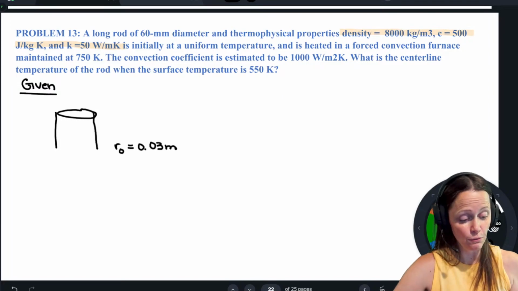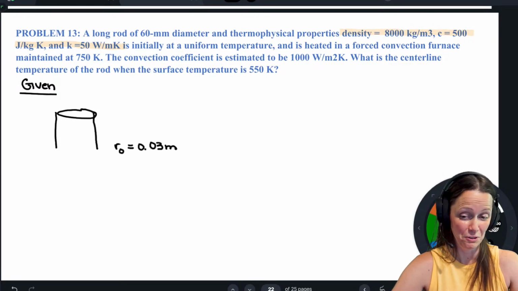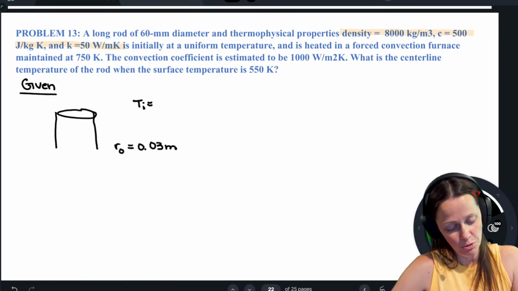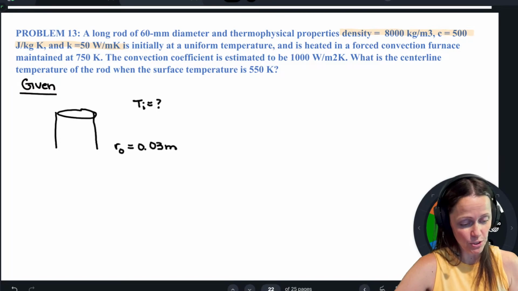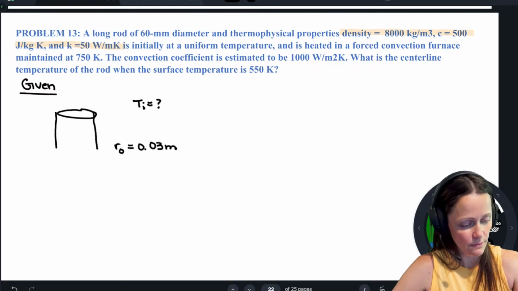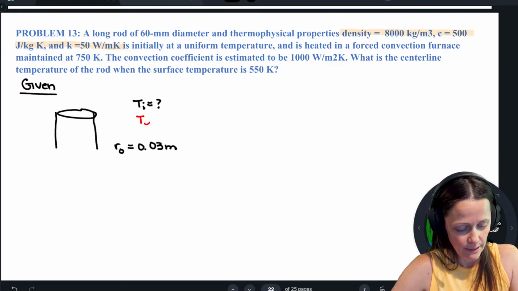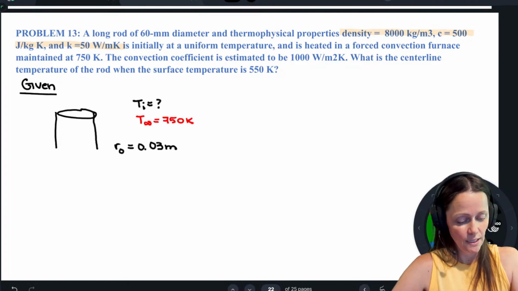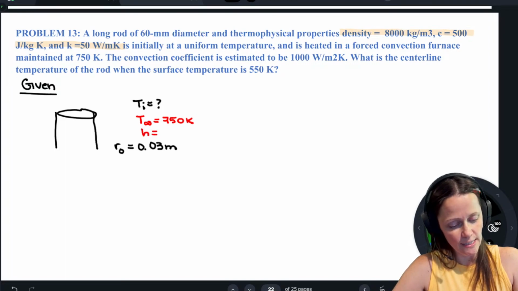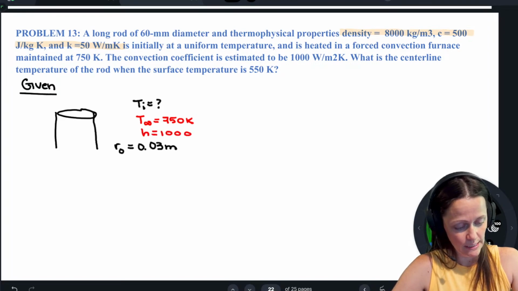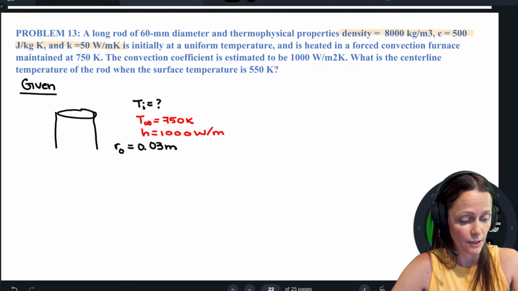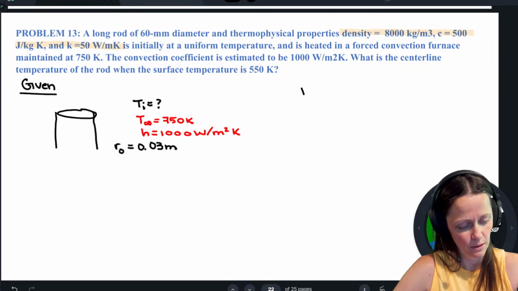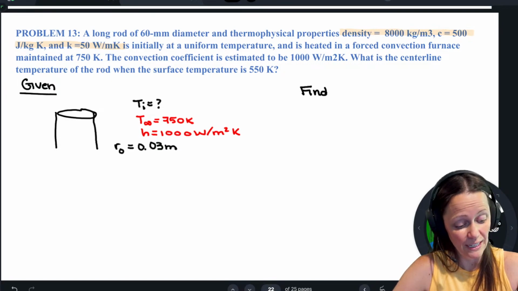And then it's at a uniform temperature, but I don't know what the uniform temperature is, some uniform temperature, question mark. And it's heated in a forced convection furnace maintained at T infinity 750 Kelvin. The convection coefficient is estimated to be 1,000 watts per meter squared Kelvin. And we want to find the center line temperature.